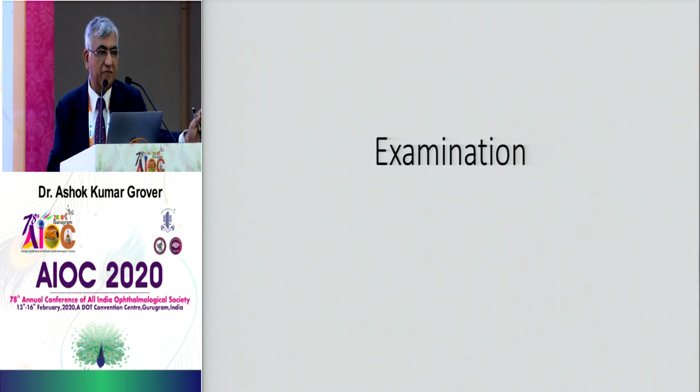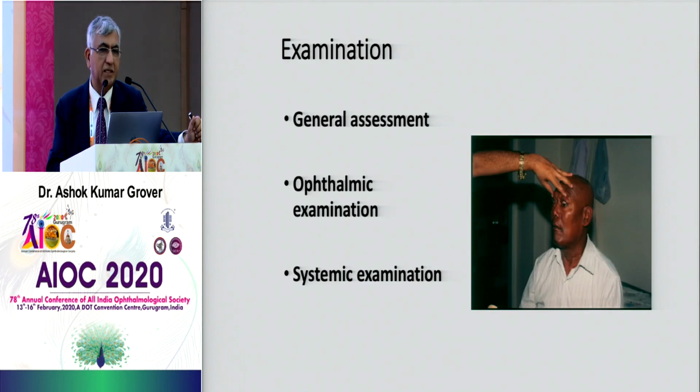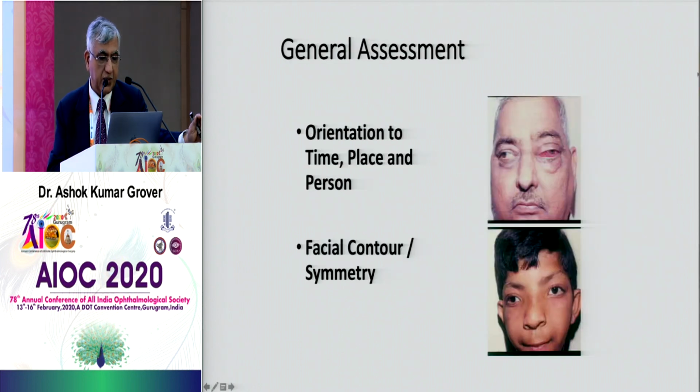So once you have the history, you have zeroed in on certain things, and your examination would help you to go further and pinpoint the pathology. Now, general assessment, as we always say, is important. Ophthalmic examination, we've already seen how the different ocular structures could be affected, and systemic examination is important.